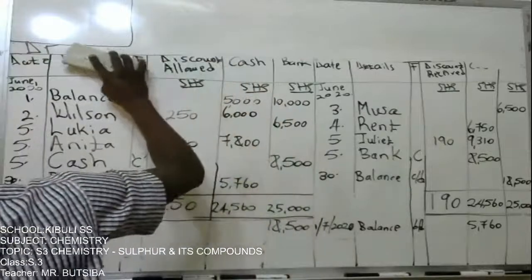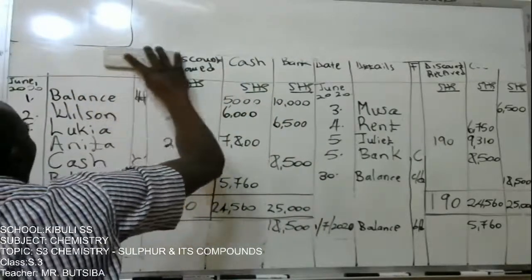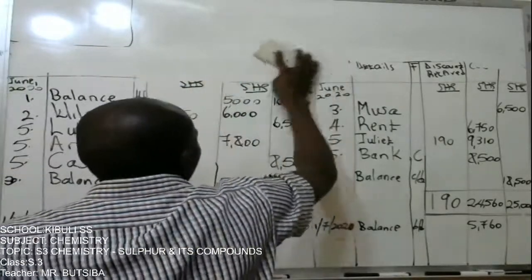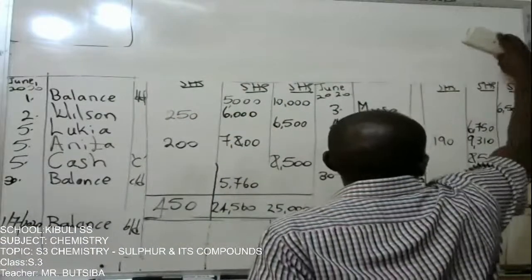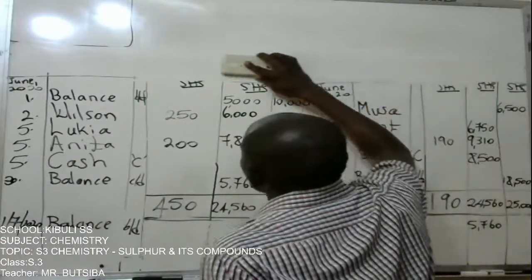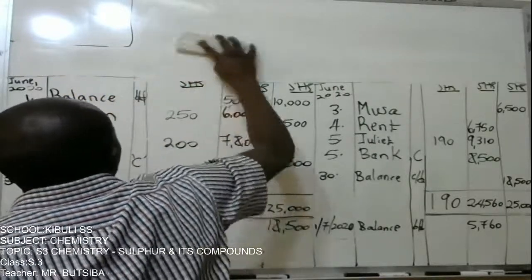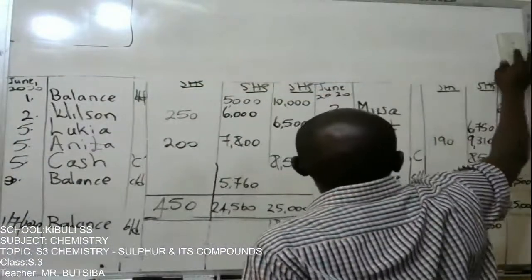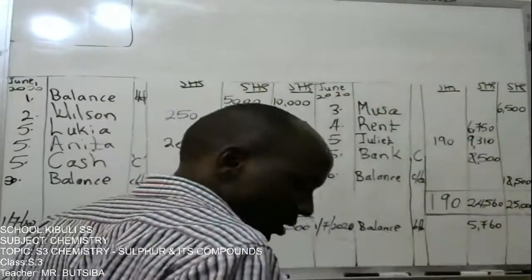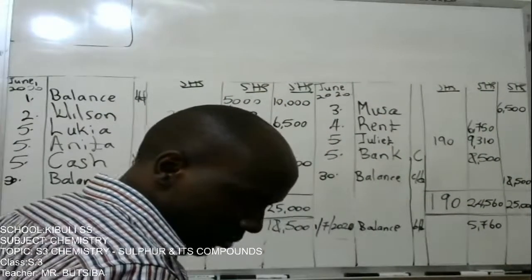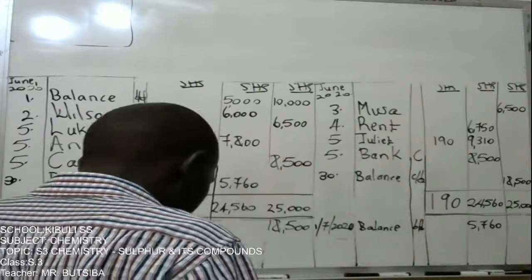So you can put the question and say, open up the discount accounts. Open the discount accounts in the general ledger. Open the discount accounts in the general ledger. So you come and say general ledger.